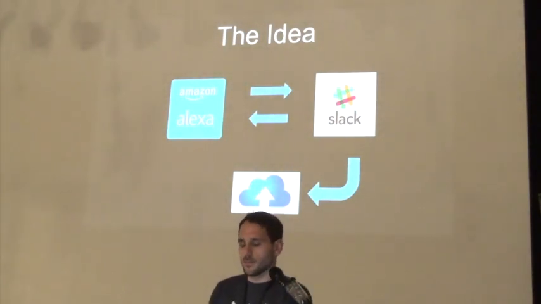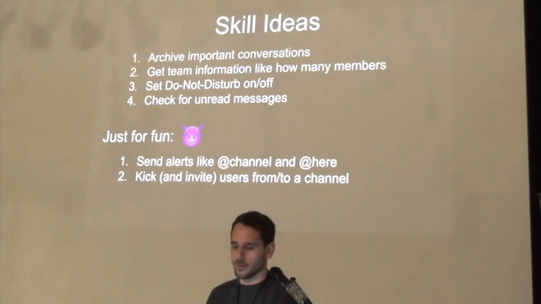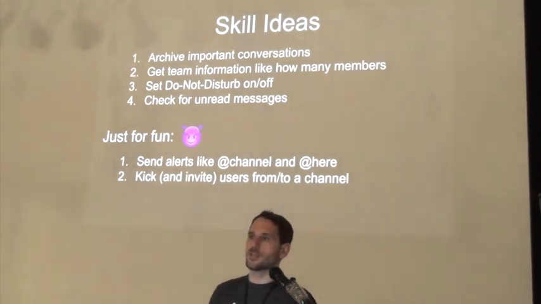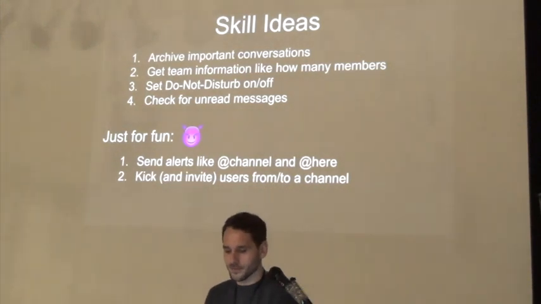So to make this Slack Alexa bot, here are some of the first ideas that I had for features. I wanted to be able to archive important conversations, and then just do some general administrative tasks like get information about the team, set my do not disturb on or off, check for my unread messages, and then since I was already messing with the Slack API, I figured why not send alerts like at channels, because I know how much everyone loves at channels, and kick and invite users to and from channels.